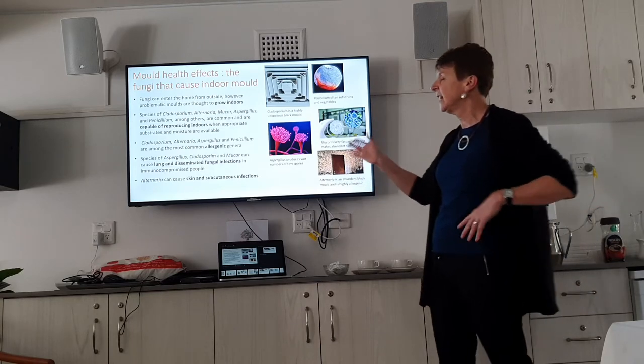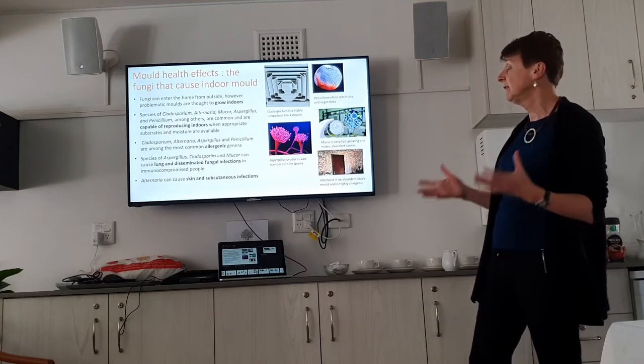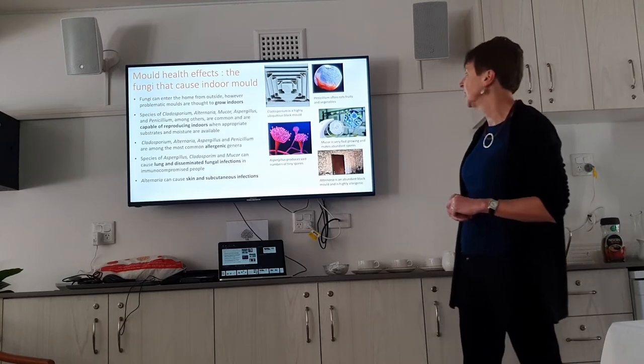And finally, alternaria is a black mold, and it's very allergenic. So some of these are allergenic. They can cause allergy reactions. Some of them can actually cause infections in immunocompromised people, and some can cause superficial infections as well.